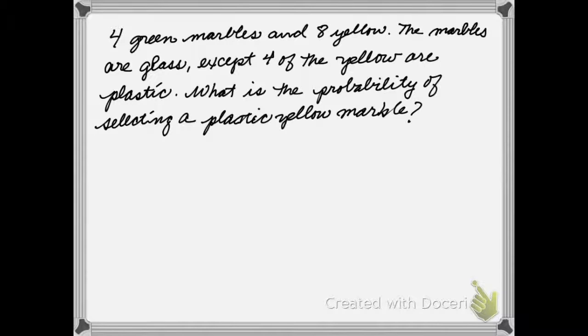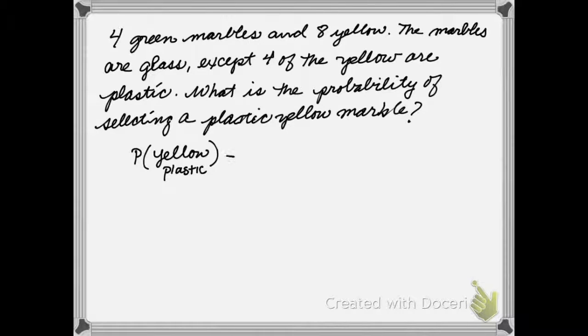Okay, here we get into a probability problem. 4 green marbles and 8 yellow. The marbles are glass, except 4 of the yellow are plastic. What is the probability of selecting a plastic yellow marble? So we're looking at really the probability of 2 things. The probability yellow, and then it's got to be plastic.